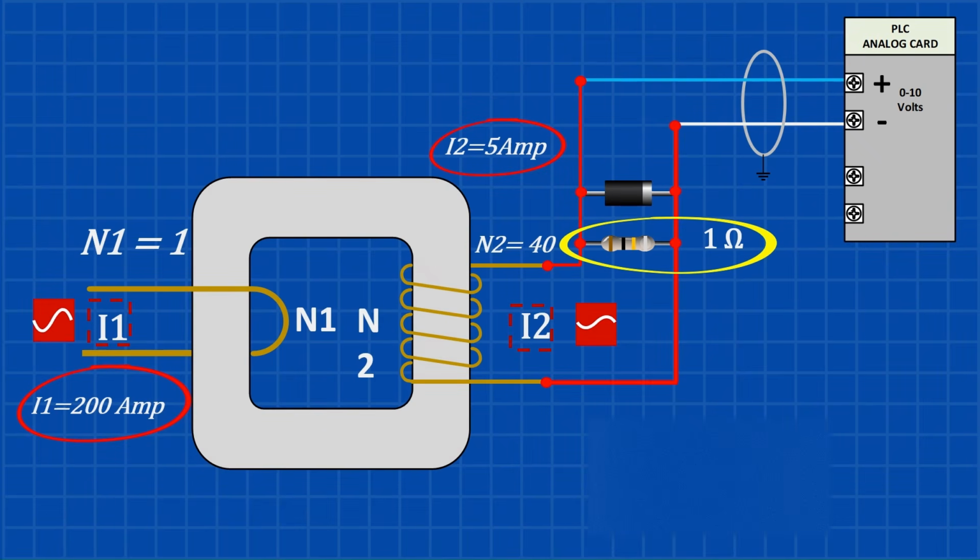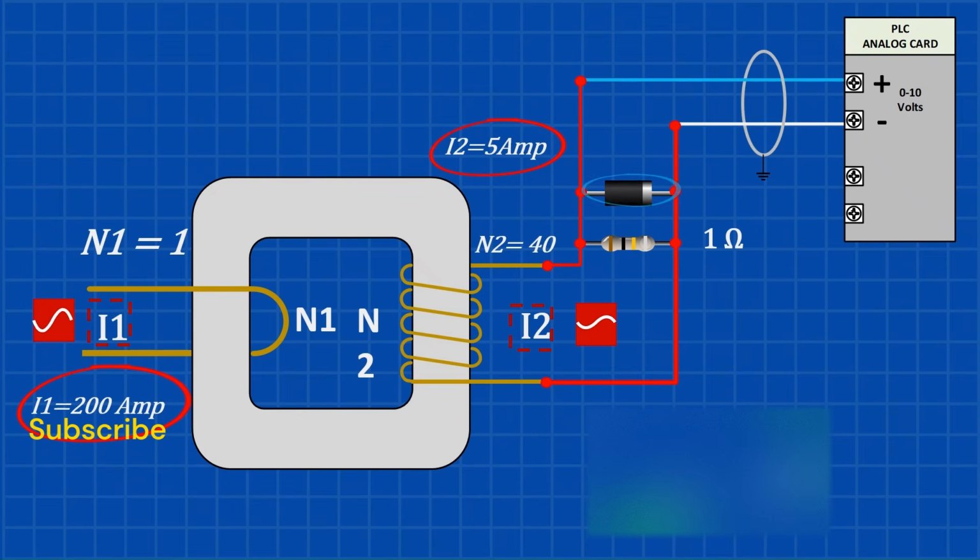But we also need to make sure the resistor is rated for the power it will dissipate. Using the power formula, current squared times resistance, we get 25 watts. So the resistor should always be rated higher than 25 watts to prevent overheating.